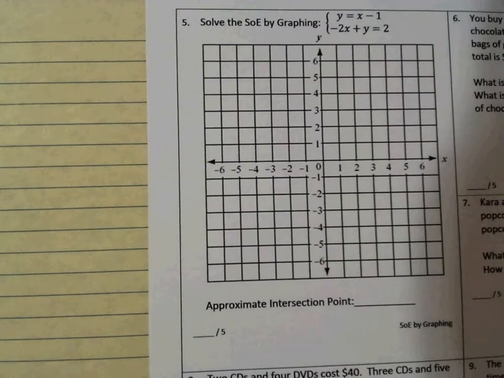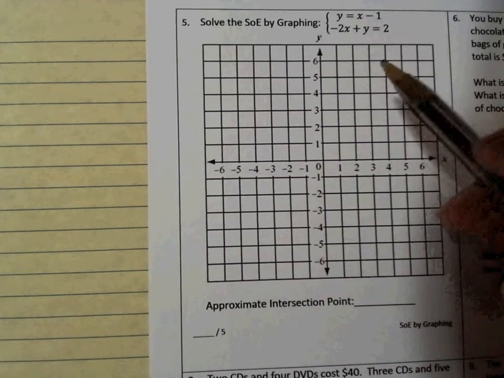Alright, y'all, we're going to continue on with the mid-unit 2 study guide. We're going to try to do problems 5 through 8. So when we look at problem number 5, we're solving the system by graphing.